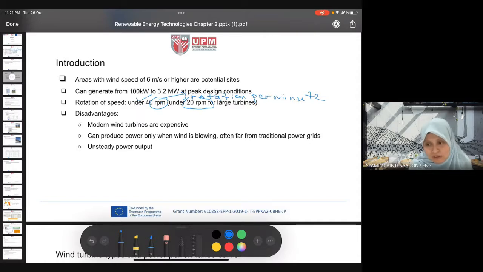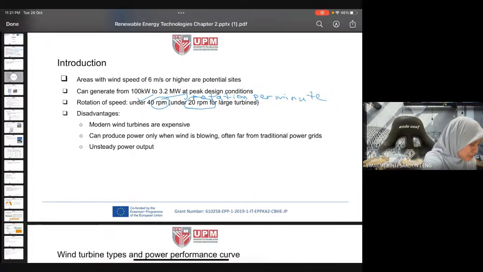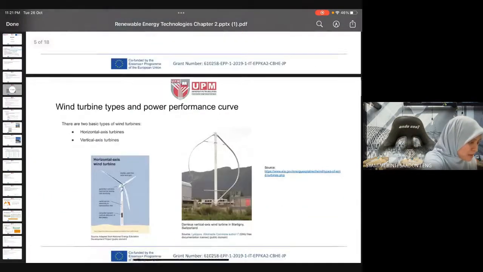So it depends on the wind speed. If there's no wind, or if the wind speed is not very high, it is maybe not applicable enough. Next, wind turbine types and power performance curve.